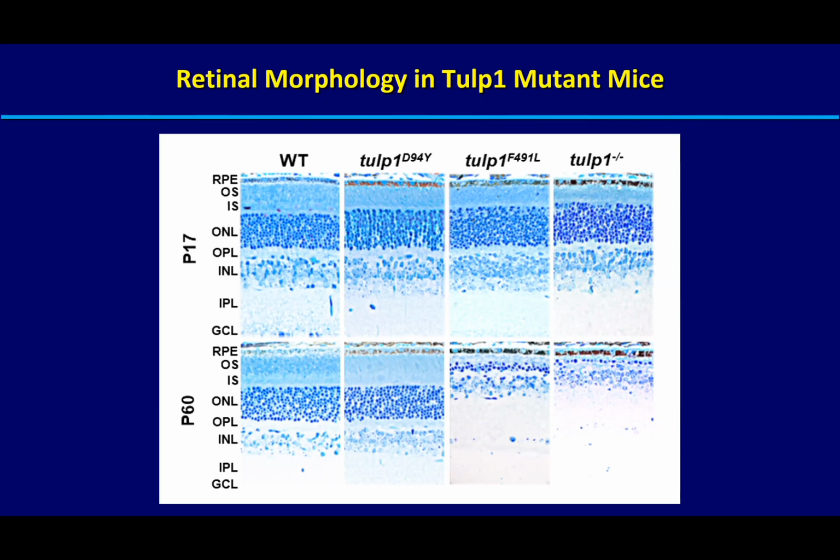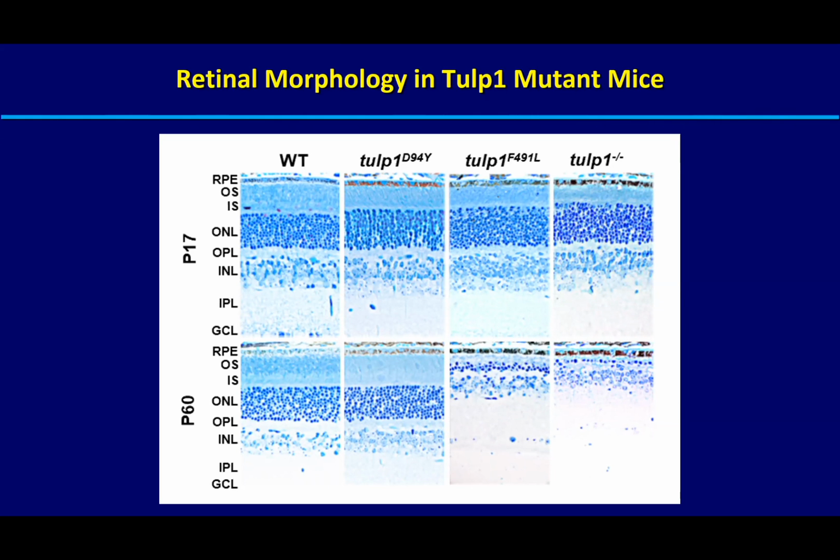But by 2 months of age, the F491L mutant and the Tulp1 knockout have a degenerating retina where they only have 1 or 2 rows of nuclei remaining, and their inner and outer segments are completely gone. Whereas in the D94Y retina, it is very similar to wild type. So these initial results suggest to us that the disease severity varies with genotype in these different Tulp1 models, something we would not have known without generating these knock-in models.